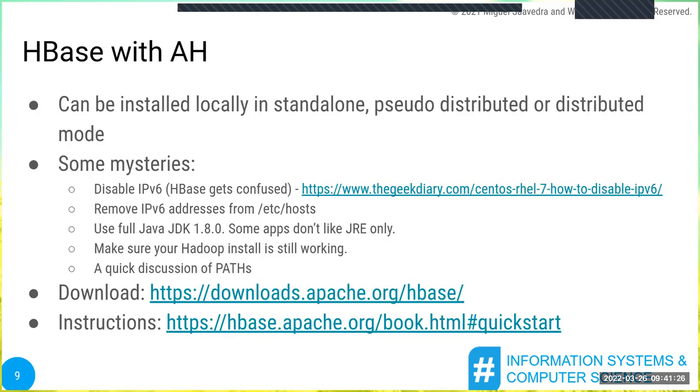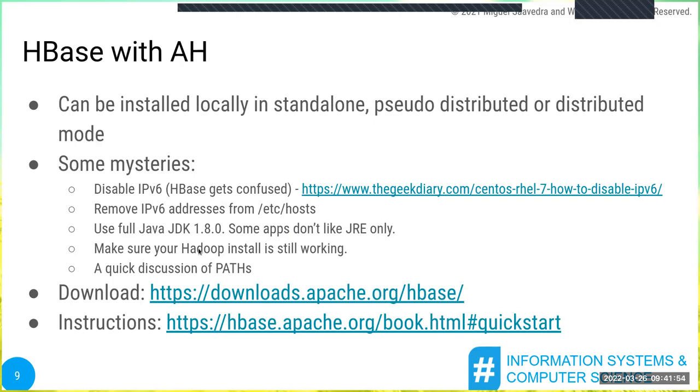Okay. These are just instructions on how to install HBase in Apache Hadoop. It can be installed, again like Hadoop, in standalone, pseudo-distributed and distributed mode. There are just some gotchas, right? So Hadoop doesn't play well with IPv6, so I suggest you disable it. You might want to remove IPv6 addresses from the host files as well. And of course, you have to be using Java 1.8.